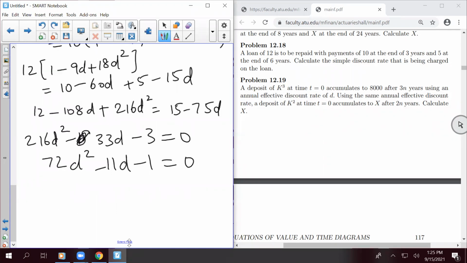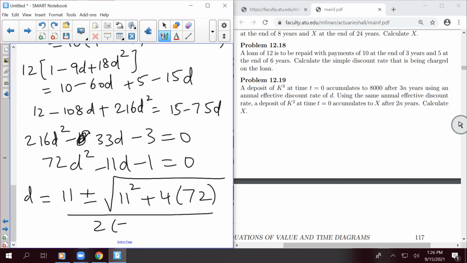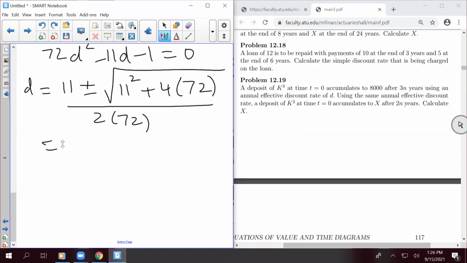And now the quadratic formula, unless it factors. Does it factor? I think it does. No, no. Okay, so let's see. Do you remember the quadratic formula? That's good, because the quadratic formula is always going to work, whereas factoring works only in very exotic cases. So plus or minus the square root of 11 squared plus 4 times 72, over 2 times 72. Are both the values positive? No, one of them will be negative, right? So what's the positive value for D?